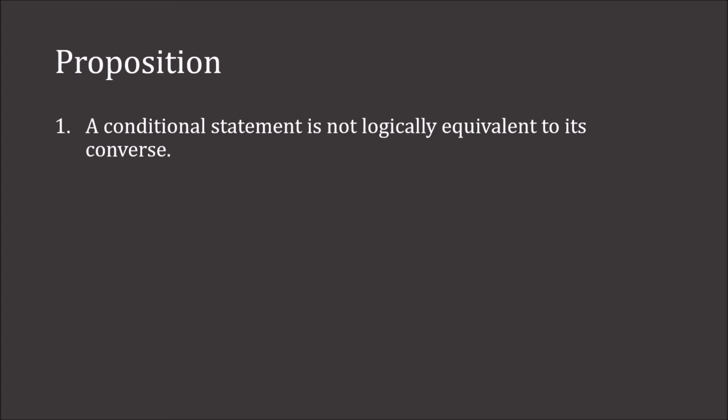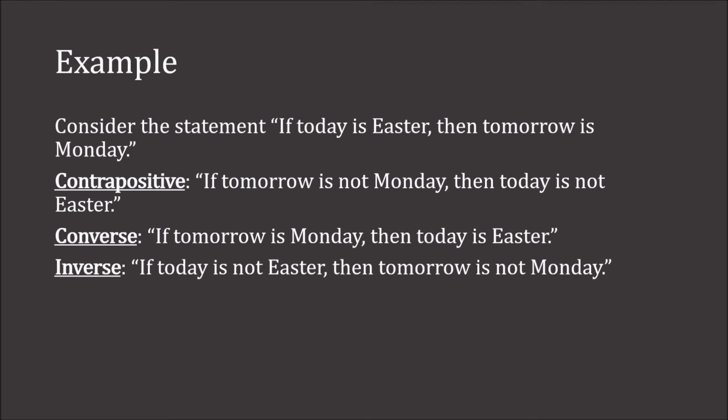So in other words, if we go back, if tomorrow is Monday, then today is Easter, it's not the same thing as if today is Easter, then tomorrow is Monday. You can easily disprove that. There's 51 other weeks in which that is not true. Same thing with the inverse. If today is not Easter, then tomorrow is not Monday. Well, there's 51 weeks. That shows that is not the case.